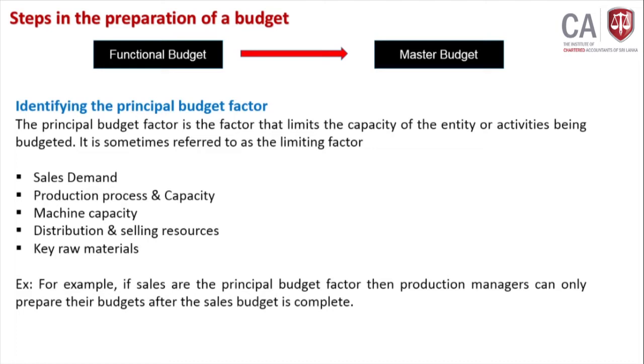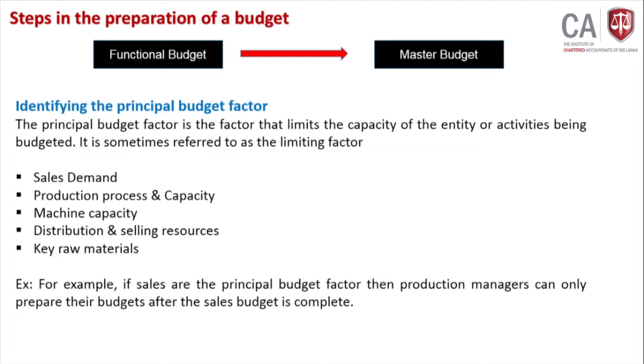Whatever the factor can be limited. When you work with limited factors, always you have to consider it as the principal budgeting factor. Limiting factor එක තමයි අපි කියන්නේ principal budgeting factor. From organization to organization, based on the nature and type of the business, the principal factor can be different. The principal budgetary factor is the factor that limits the capacity of the entity, right? Entity එකේ capacity එක limit කරන factor එකට අපි කියනවා principal budget factor කියලා.